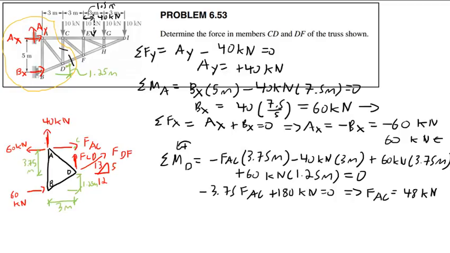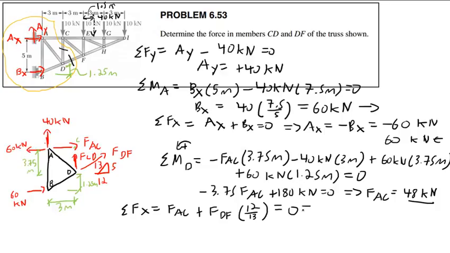And that's not one of our answers, but that's okay. We can use this now for other purposes. So now that I have this, I can say sum of forces in the x direction equals FAC plus FDF times 12 over 13. And then, hey, plus 60 minus 60, 0. Those go away. Plus 60 minus 60, poof, they're gone.